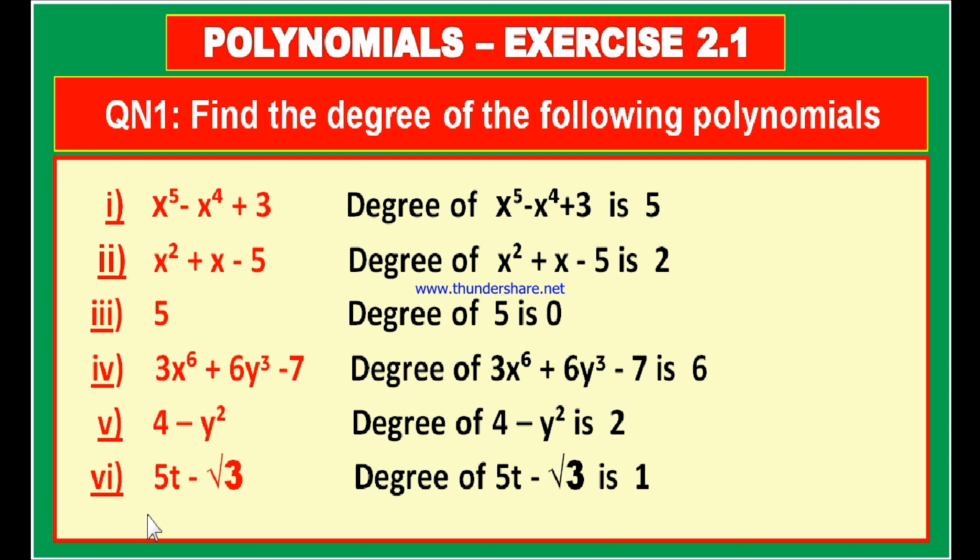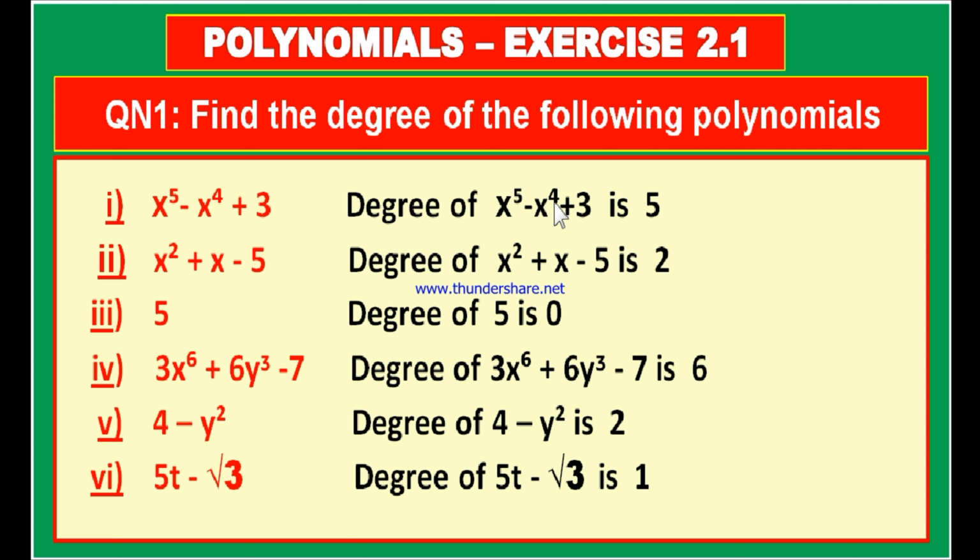If you observe the given polynomial, you can find two terms. First term is 5t. Here the variable is t. You can write 5t means 5 into t power 1, minus root 3 means root 3 into t power 0. Among 1 and 0, the highest exponent is 1. Therefore, the degree of the polynomial 5t minus root 3 is 1.